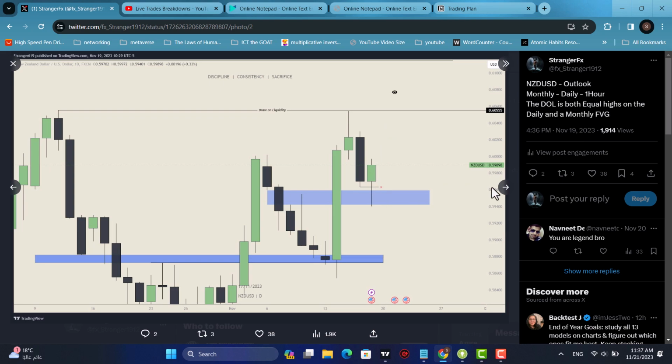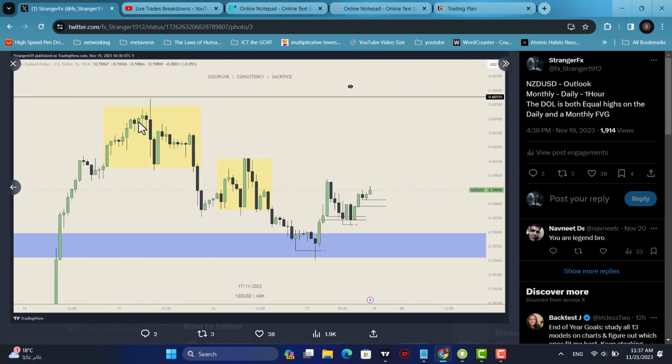And on the 1 hour, we have this market maker buy model. So original consolidation, distribution of shorts, and here we have a sweep on liquidity just before the displacement, returning to this 1 hour fair value gap, and now this is the low risk buy. But we cannot take an entry on the 1 hour. I mean, if you want, you can, but I prefer to take it on the 5-minute and below. So this is the outlook that I shared beforehand on my Twitter account, and this is the result.